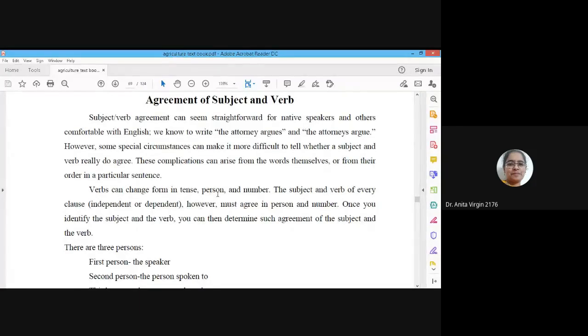So please just answer. Do you know the answer for this? The attorney argues or the attorneys argue? Let me just ask some. Ma'am, I didn't know the meaning of the word attorney. Okay, it's something like a military officer. The cadre is just mentioned there. So military officer, you just keep it like this, okay?